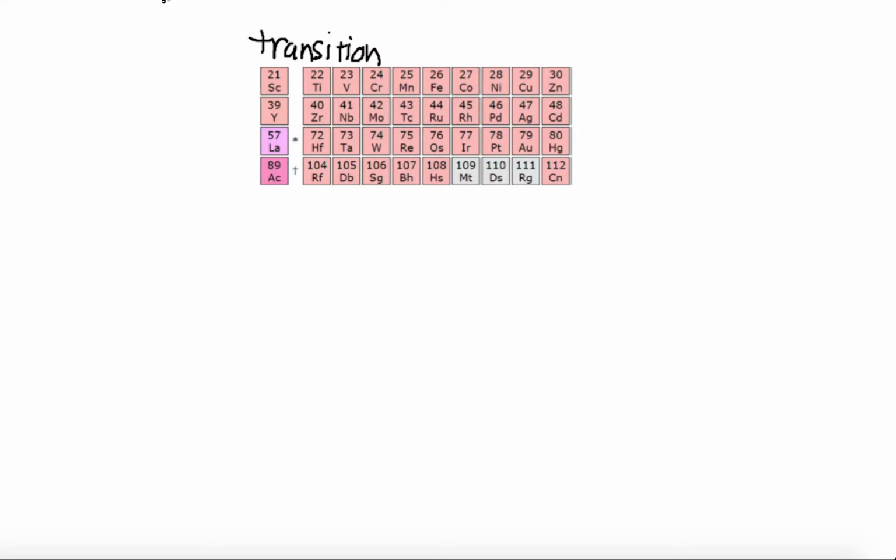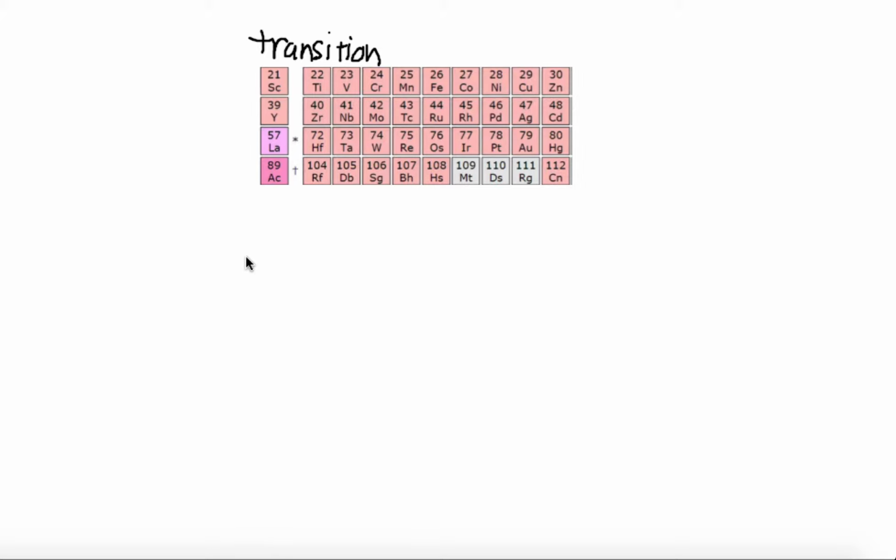So the d orbital is actually very, very close in energy with the s orbitals, and because of that, there's actually an exchange that can happen between the s and the d orbitals, depending which one ends up having a more stable, lower energy electron configuration.